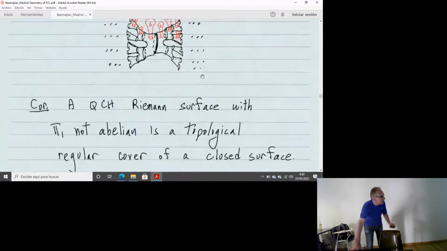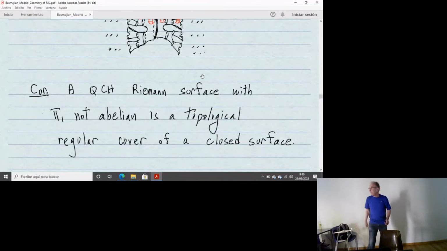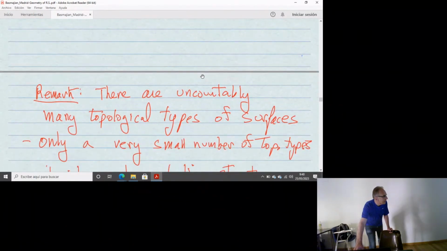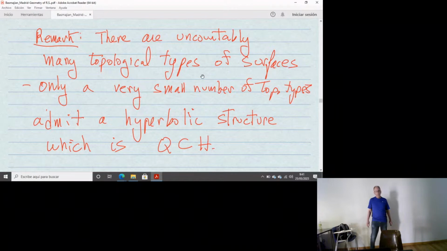So a consequence of this is what I just said. A QCH Riemann surface where it's hyperbolic, and pi 1 is not abelian, is topologically a regular cover of a closed surface. So the proof of this. This is what I was just saying before: there are uncountably many topological types of surfaces, but only a small number of these can be QCH surfaces.